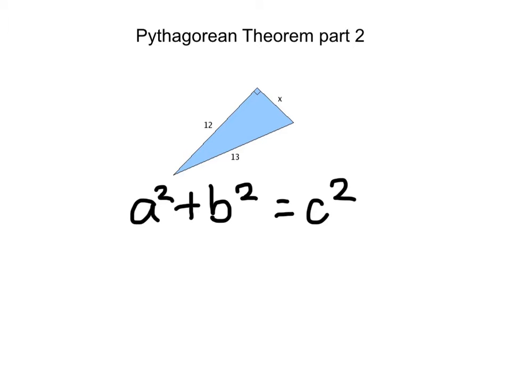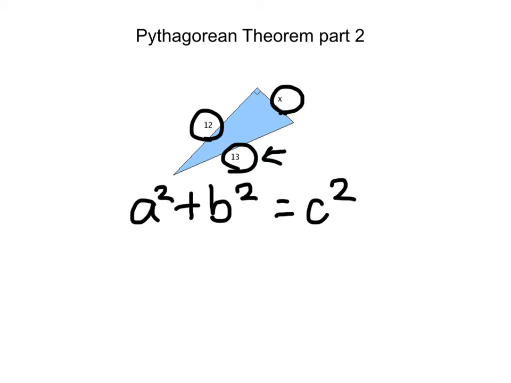So here I see that I have 12, x, and 13. 12 and x are the two legs. So we're solving for either a or b in this equation. We know what c is. c is equal to 13.